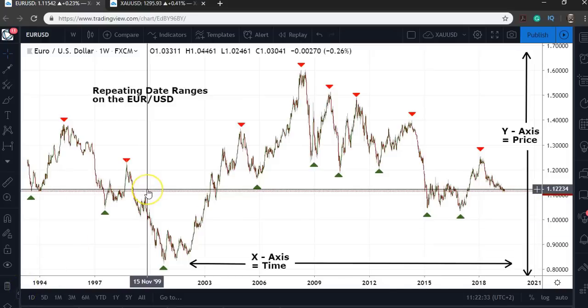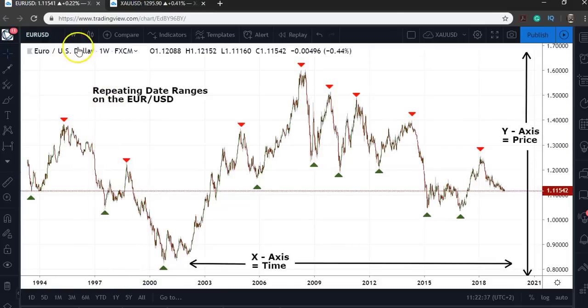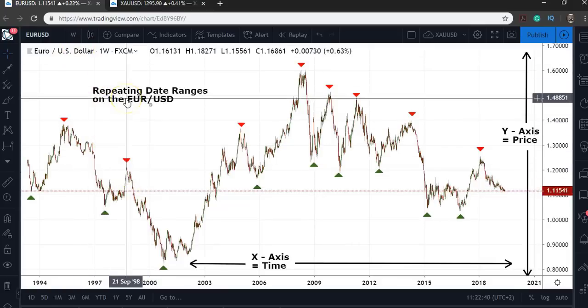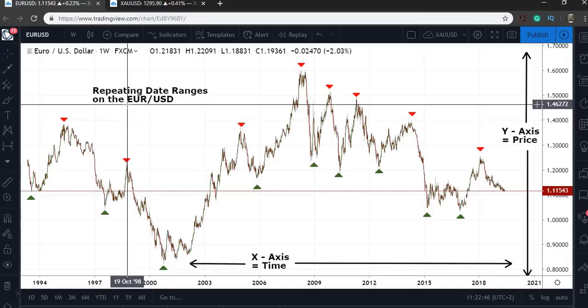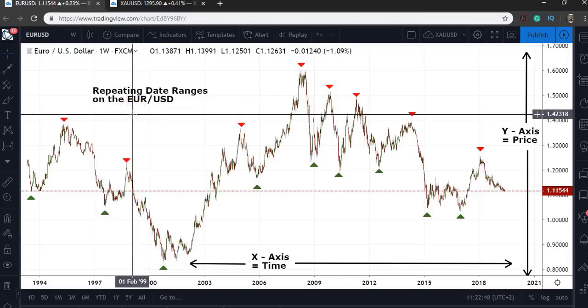Here I have a chart open on the Euro-US dollar currency pair, but note that I have set it to the weekly time frame. I want to be using the weekly time frame in today's video so that as much data can be displayed on one chart, stretching back in time as far as possible.